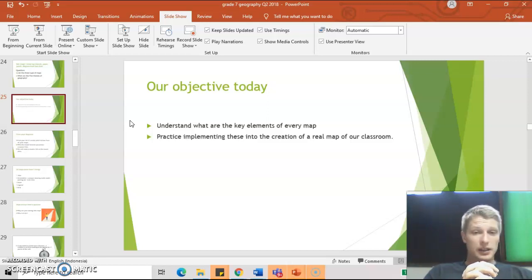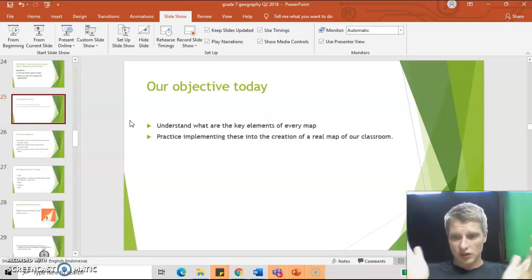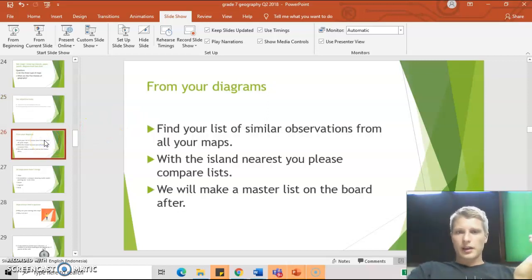Today's objective is for you to understand the key elements of every map. In order for a map to be a map, it must consist of certain things. How do we do that? We got to practice, implement by making a map of our classroom. I don't think we can do that. We'll figure out something else we can make a map of when that time comes.